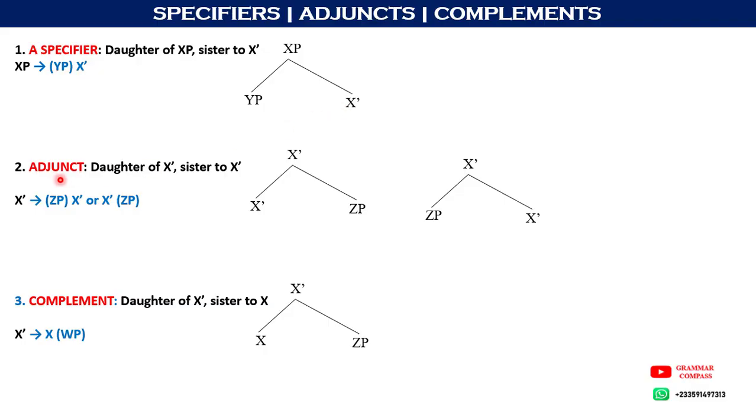Take note. For the adjunct rule, adjuncts are daughters of X-bars and sisters to X-bars. So if there are adjuncts in a phrase, they will be daughters of X-bar and sisters to the X-bar as well. The adjuncts can appear before the X-bar or after the X-bar. They are also optional, so you can get phrases where there are no adjuncts. And the last is the complement rule: daughter of X-bar, sister to X.